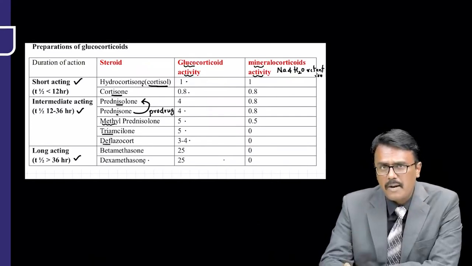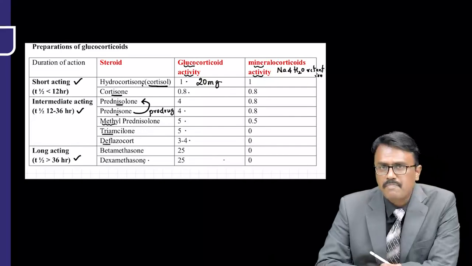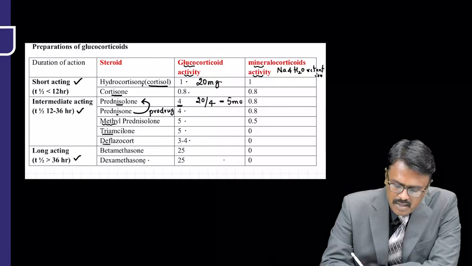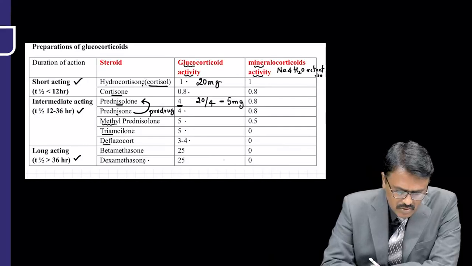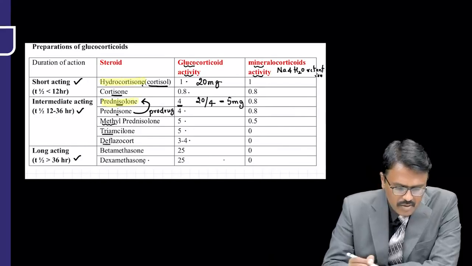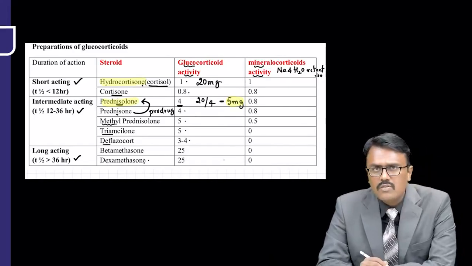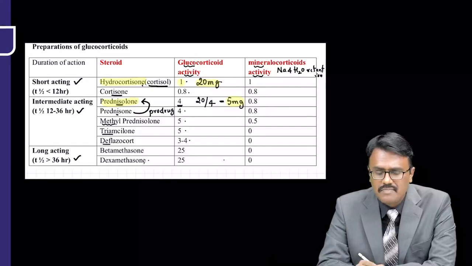What do you mean by that, sir? Suppose if I am using 20 milligram of hydrocortisone, what is the equivalent dose of prednisolone? If you want to get that, you have to divide this 20 by the 4. So the equivalent will be 5 milligram of this. Now, who is more potent? Can you tell me? Is hydrocortisone more potent or prednisolone more potent from this example? So lower the dose, more potent. So obviously prednisolone is more potent and less potent is 20 milligrams. So this number denotes potency.